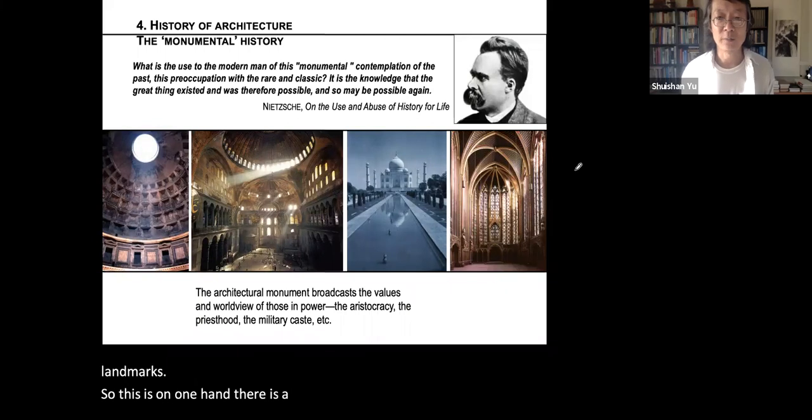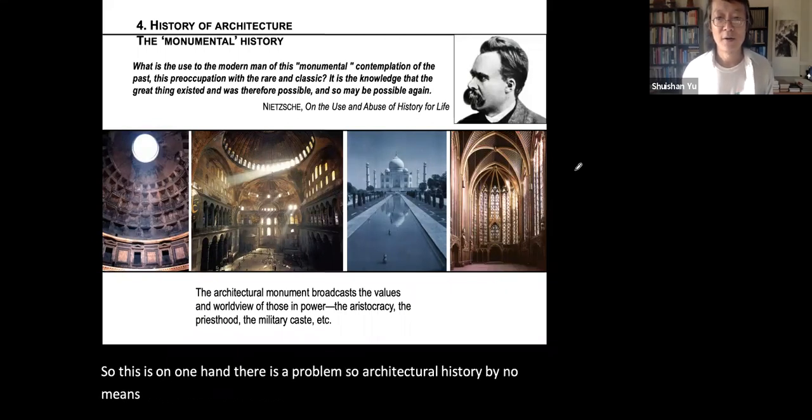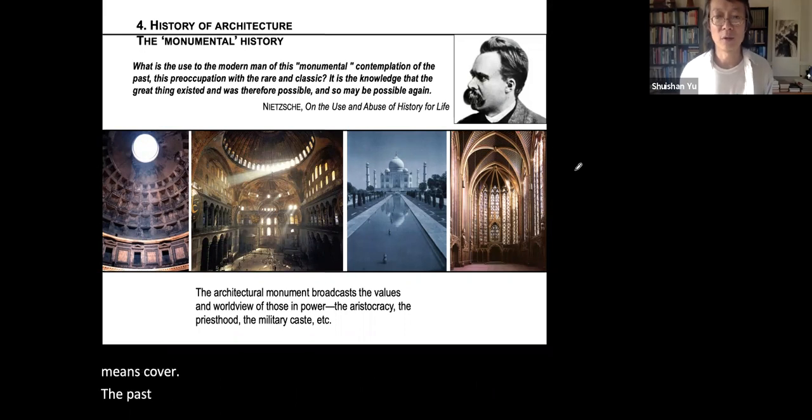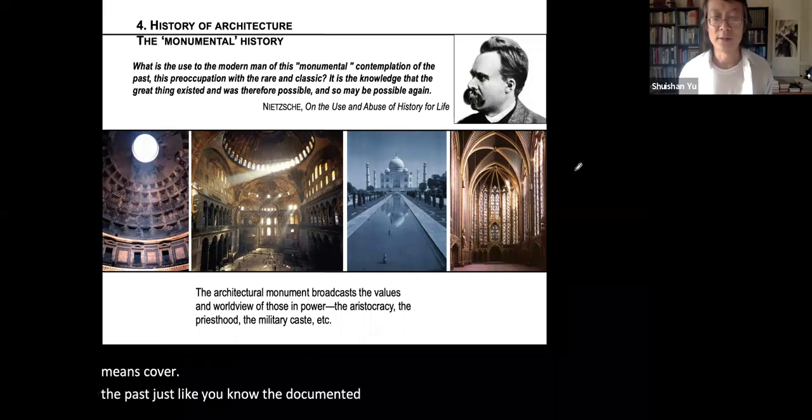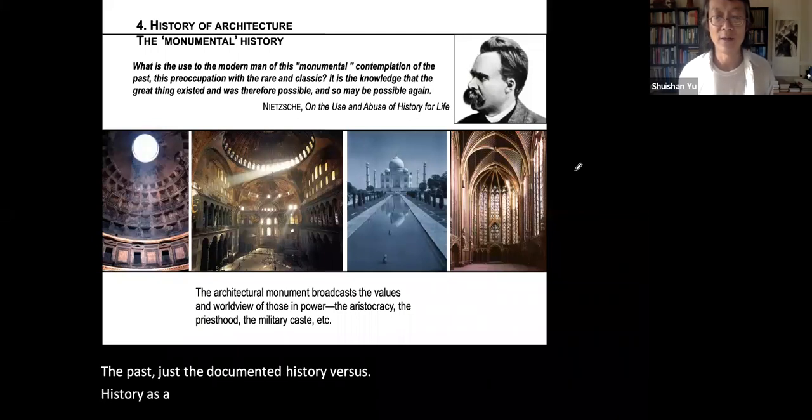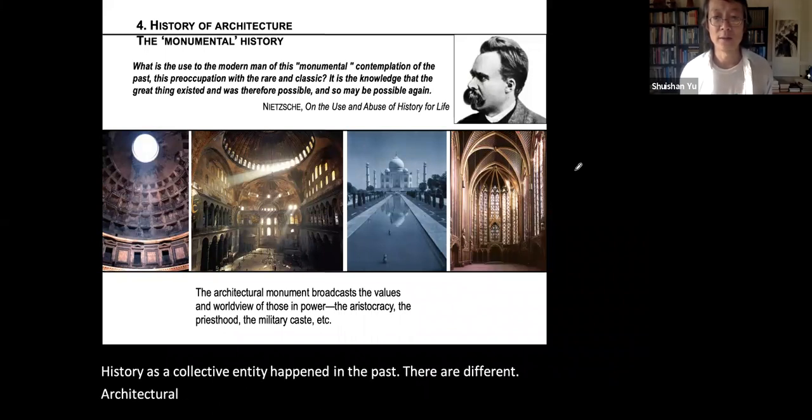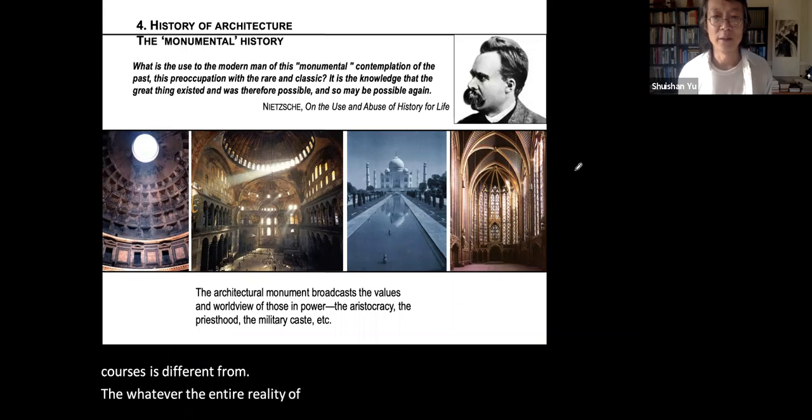So architectural history by no means covers the past, just like the documented history versus history as a collective entity that happened in the past. They are different. Architectural history as documented, as being written in books or taught in courses, is different from the entire reality of the built environment in the past. So on one hand, there is a problem.